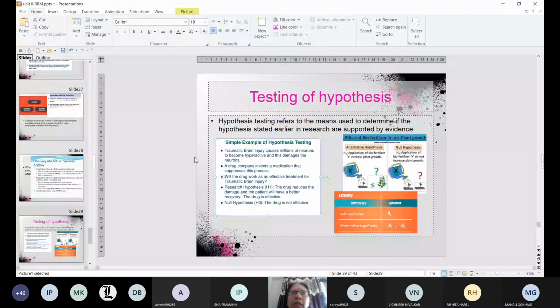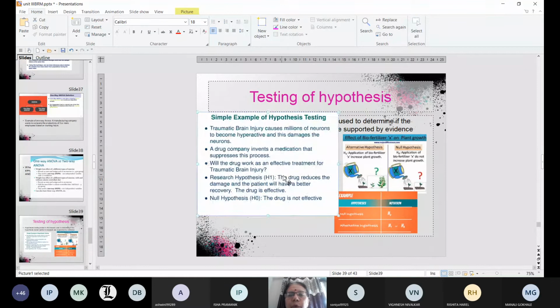But only after I do proper research will I be able to prove this assumption of mine. So that is called testing of hypothesis. Now here is a very nice example which will help you to understand this hypothesis testing.